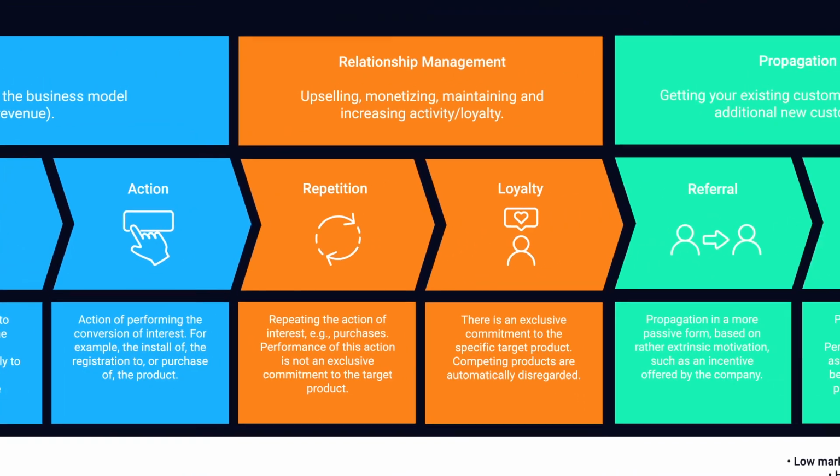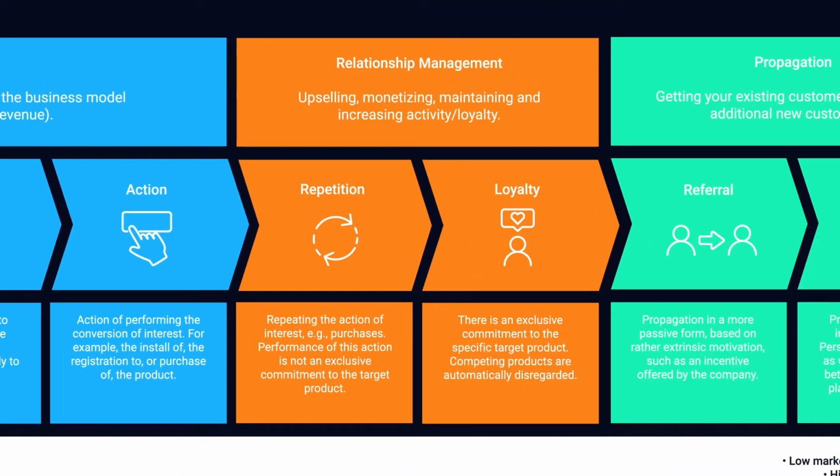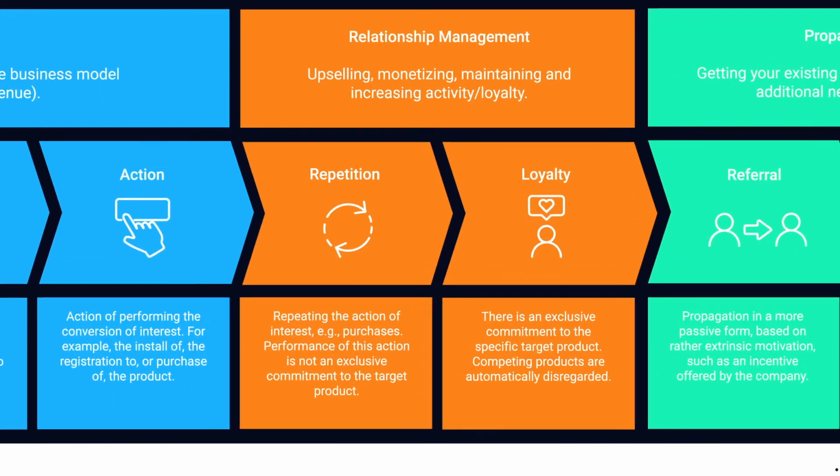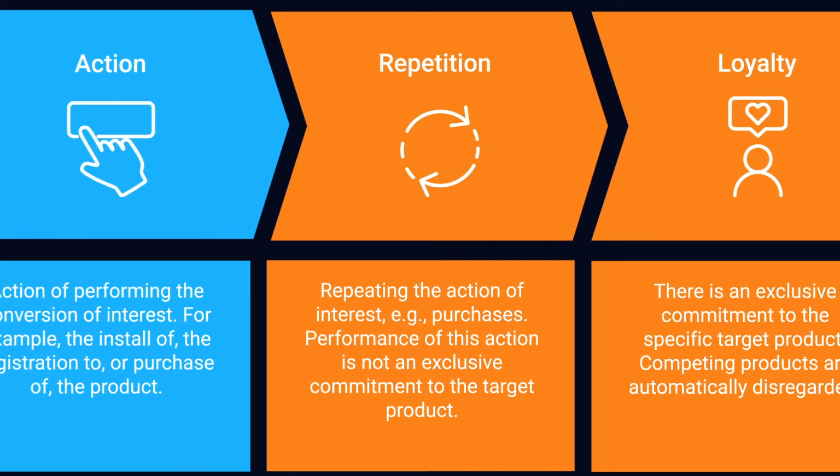Namely, there's the orange box, which is relationship management. Here it's all about upselling, monetizing, and increasing the activity and loyalty of the user. The first thing that you want is repetition. So it's like repeated purchases of the same product or of the same kind of product. In this step, a user would still be prone to also maybe looking at competitor products, knowing that he or she wants to have this kind of product, but not necessarily just from your brand. But he or she is making repeated purchases or is keeping the subscription if it's a subscription-based model.